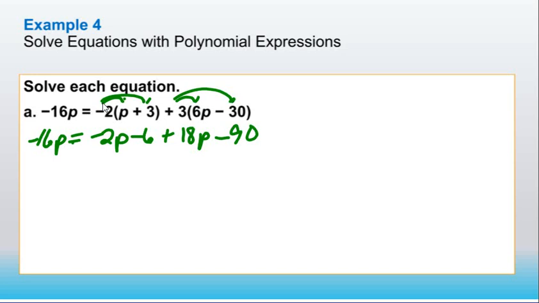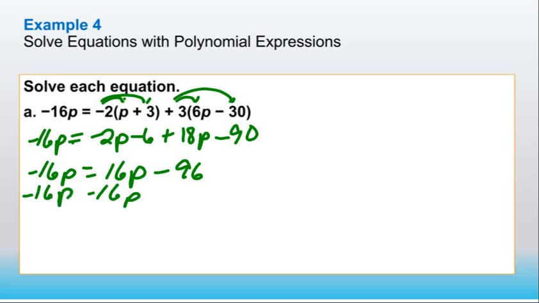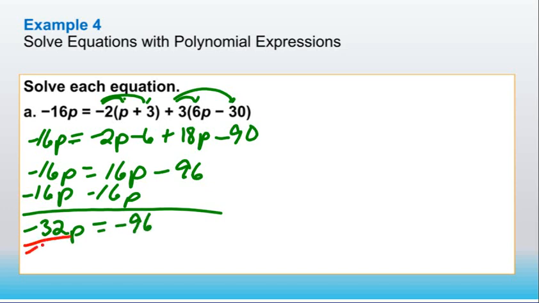I'm going to get the p's to one side. So I'm going to combine like terms. So I have negative 16p here equaling negative 2p plus 18p is 16p minus 96. To get the p's to one side, I'm going to subtract 16p on both sides. And I'm left with negative 32p equaling a negative 96. I'm going to divide by negative 32. I now have negative 96 divided by negative 32, and p would equal 3.